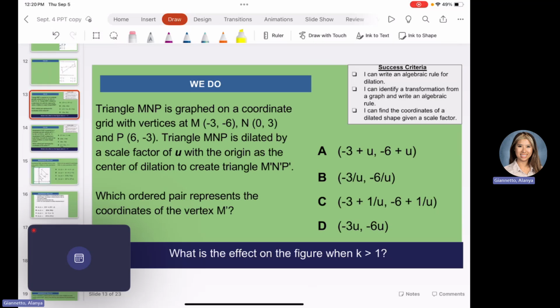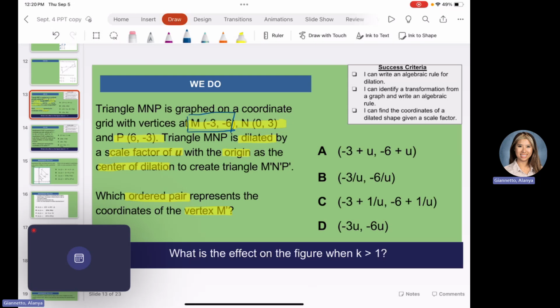For this problem, it says triangle MNP is graphed on a coordinate grid with vertices at M, -3, -6, N, 0, 3, and P, 6, -3. Triangle MNP is dilated by a scale factor of U with the origin as the center of dilation to create triangle M prime, N prime, P prime. Which ordered pair represents the coordinates of the vertex M prime? Okay, so then we only really need to look at M, right? If we're talking about M prime, we only need to know what M is. So M is at -3, -6.